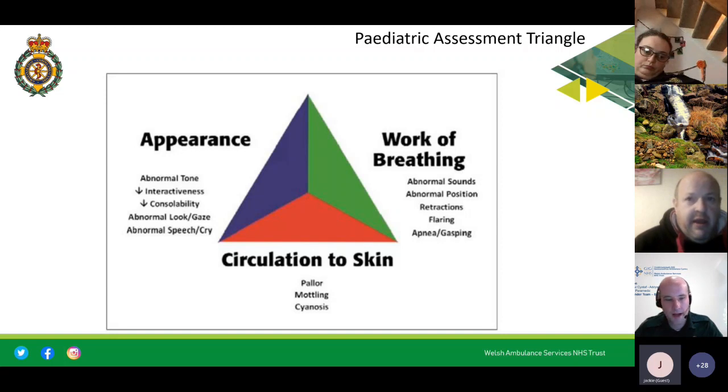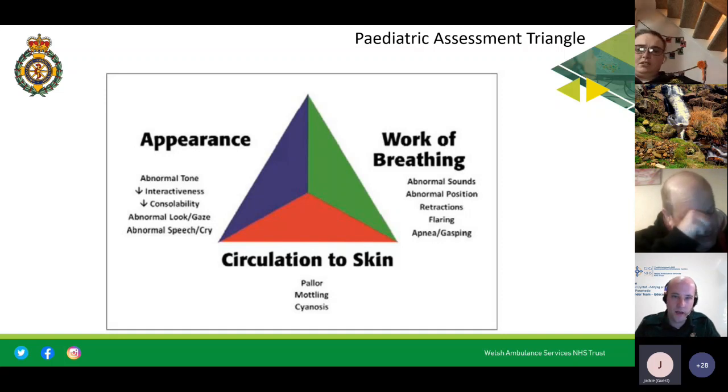Consolability. If a child is unwell, or if one of my kids falls over and hurts themselves, they come running to me straight away for a cuddle, and then they're all better. If they're unwell, they just want a cuddle all the time to make them feel better, and they'll stop crying and be happy. If that doesn't work, that is what we're concerned about. So if the parent can't console their child, which they would normally be able to, then that is another red flag for us.